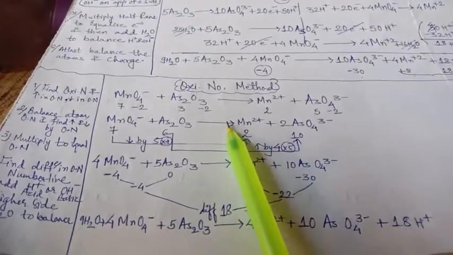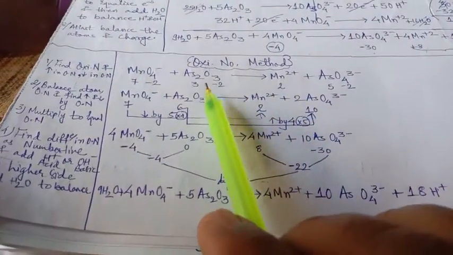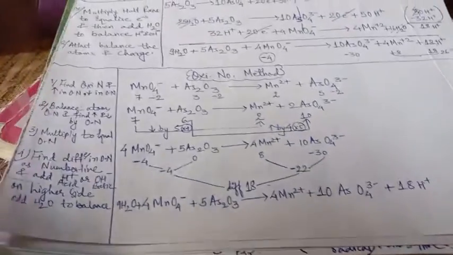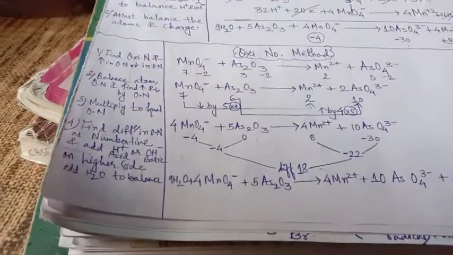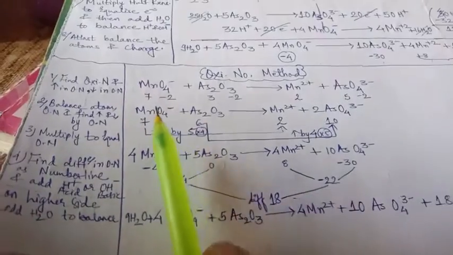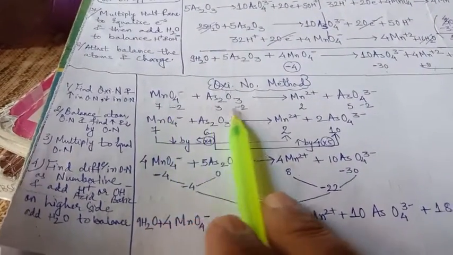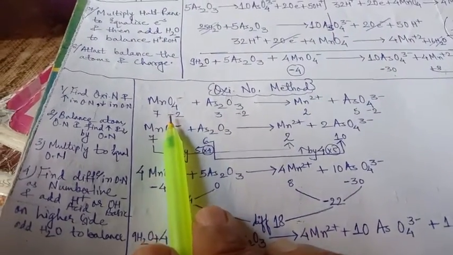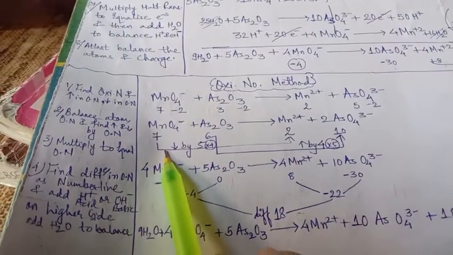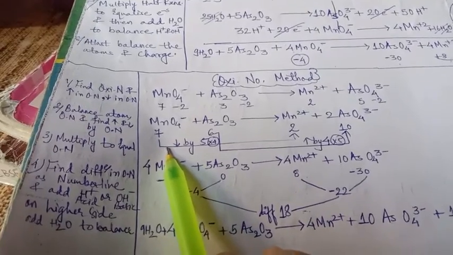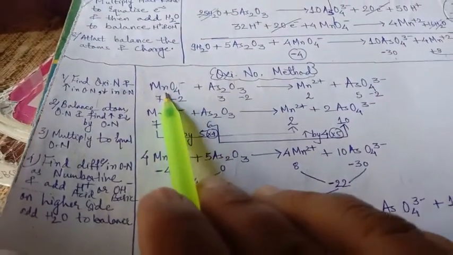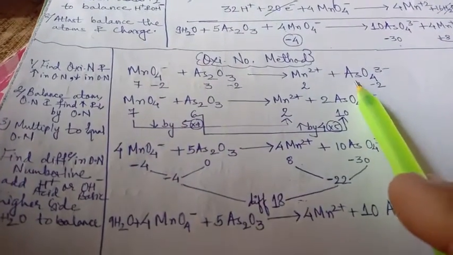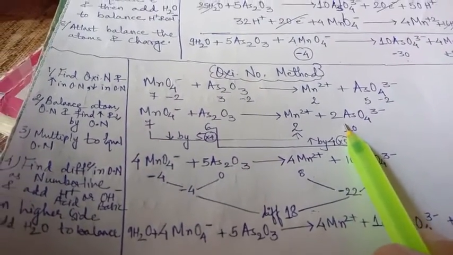Now see, the same reaction is again done over here in the oxidation number method. This is a little simpler method than the half reaction method. Right? The very first step is similar: find out the oxidation number. After getting the oxidation number, you will just balance the atoms. So balance the atoms: here Mn is the same, but here As2 and here As. So this is to be balanced to As.